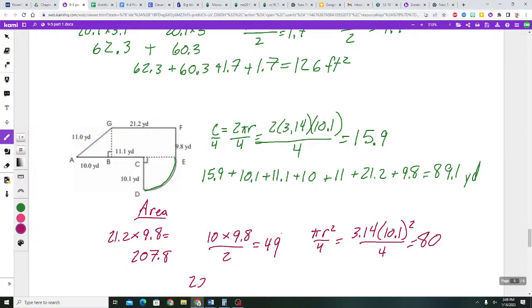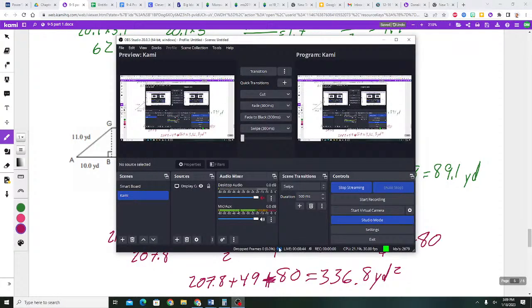So we're going to go 207.8 plus 49 plus 80. Oops, that's supposed to be plus 80. So here we go. 207.8 plus 49 plus 80. I get 336.8 yards squared. And that ends page 3.